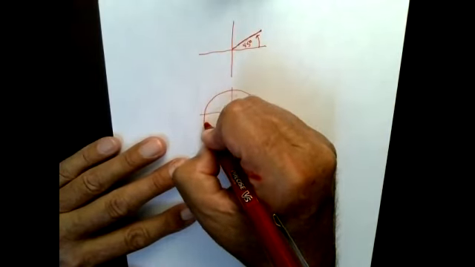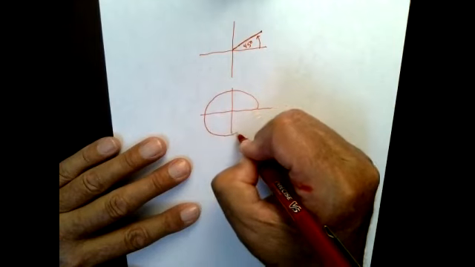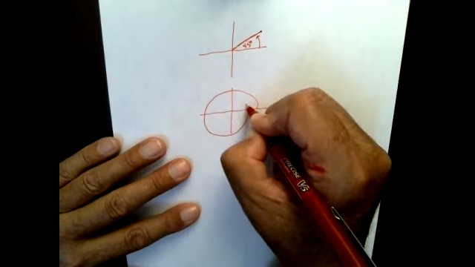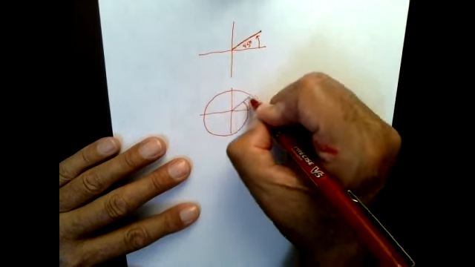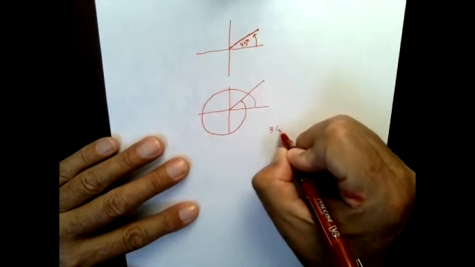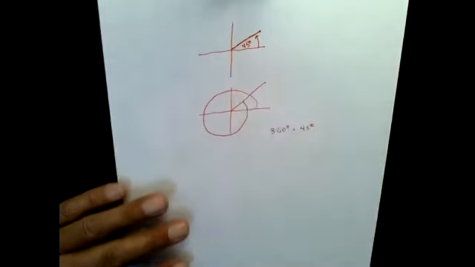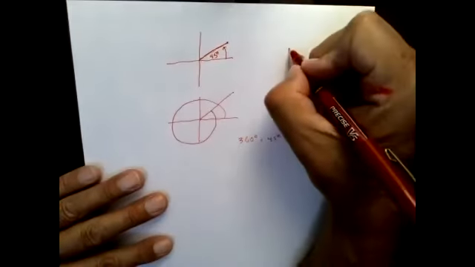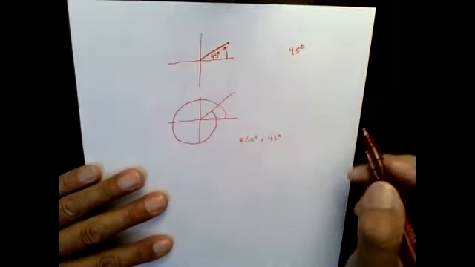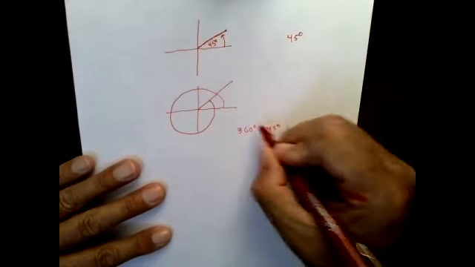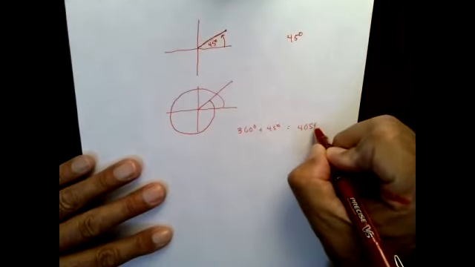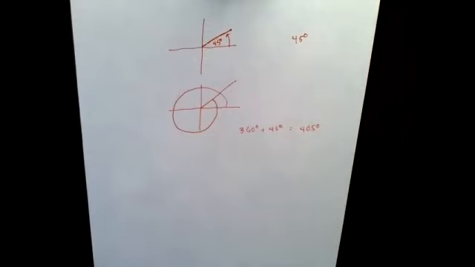90, 180, 270, 360, and another 45. 360 degrees plus that 45 ended at the same place. So 45 degrees and 405 degrees are coterminal. They end at the same spot.